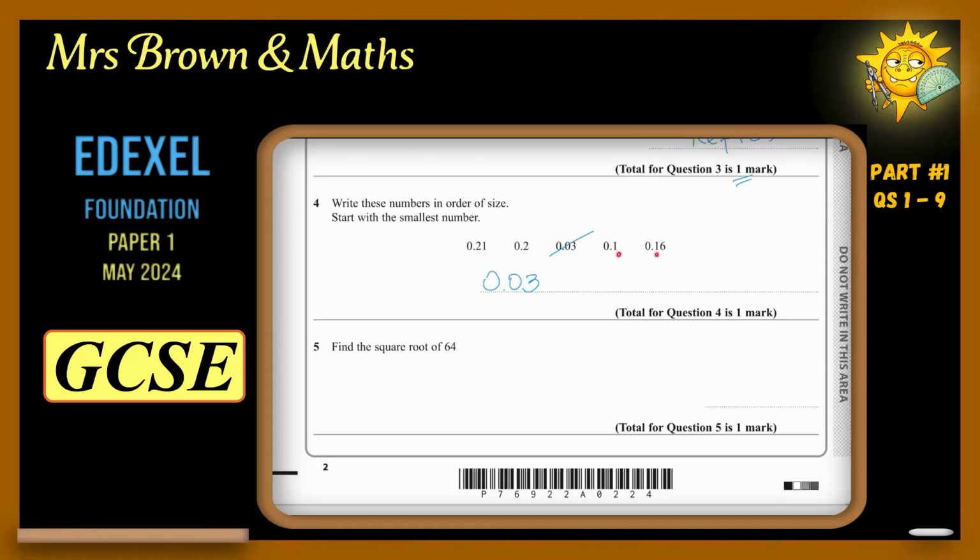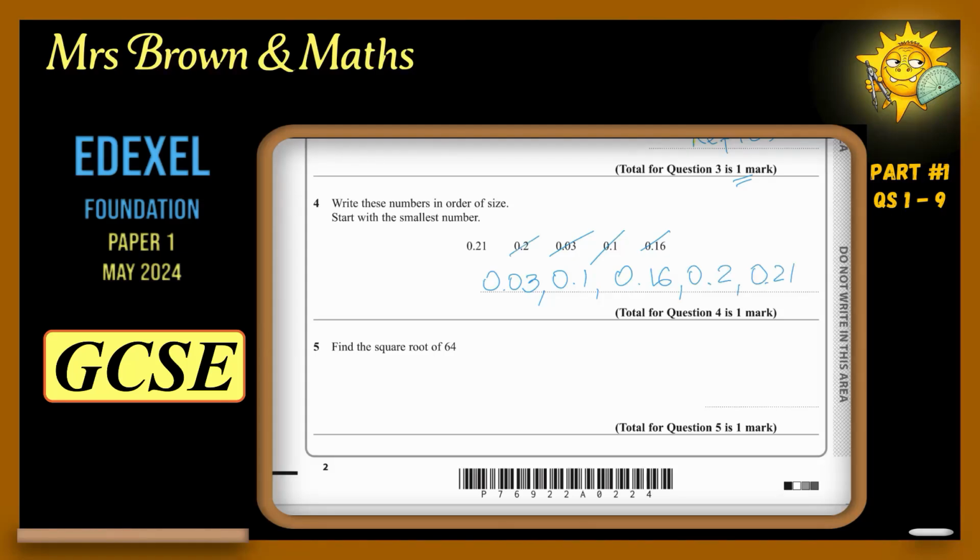Okay, we're dealing now with these two numbers. We can always add 0, and we see 10 is obviously less than 16. 0.1 goes first, and 0.16 goes second. Right, now again, add 0 to the second number. And of course, 20 is less than 24. Write down 0.2 and then 0.21. Done. 1 mark is yours.